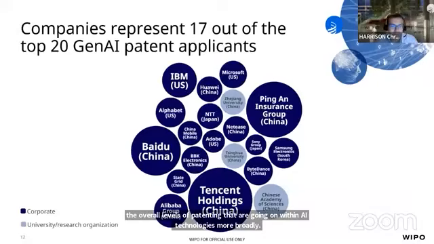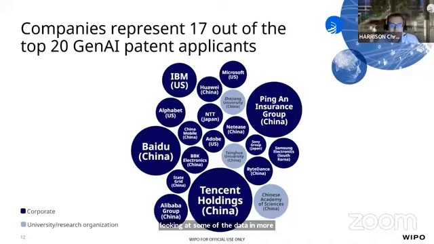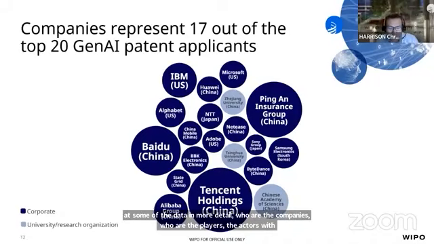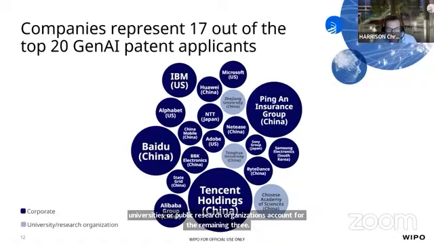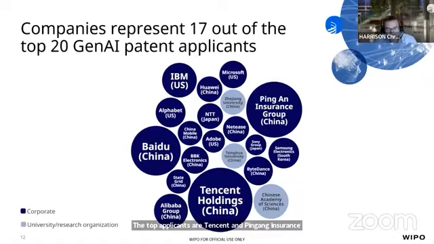Looking at some of the data in more detail, who are the companies, who are the players, the actors with the most patents related to Gen AI? We see that 17 out of the top 20 come from companies, and universities or public research organizations account for the remaining three. The top applicants are Tencent, Ping An Insurance Group, and Baidu from China. And Chinese organizations represent 13 out of the top 20 Gen AI patent applicants. The remaining seven come from the US, Japan, and the Republic of Korea.